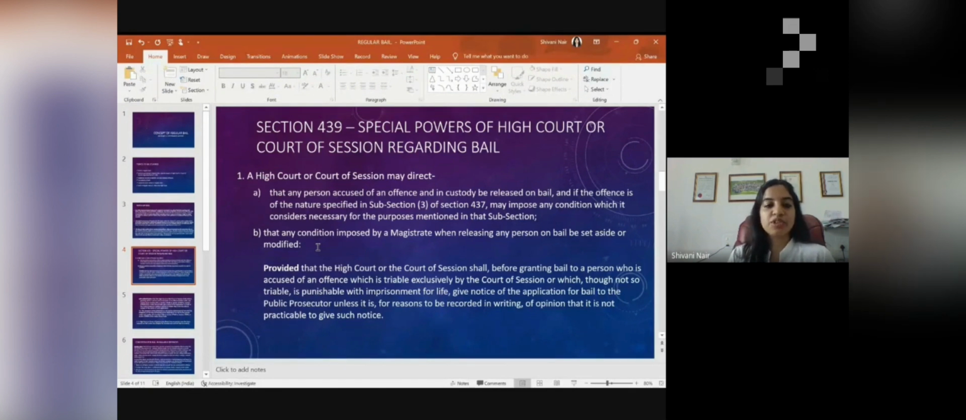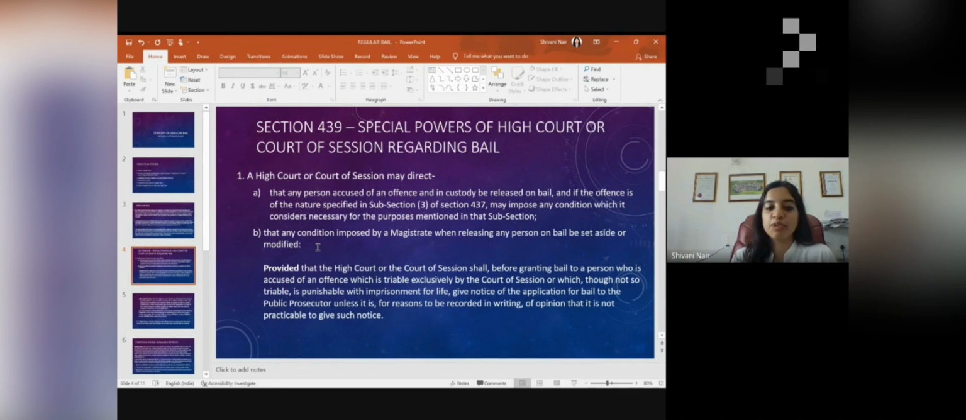Now, Section 439, which is the special power of High Court or the Court of Session regarding bail. A High Court or the Court of Session may direct that any person accused of any offence and in custody be released on bail, and if the offence is of the nature as specified under subsection 3 of section 437, may impose any condition which it considers necessary for the purposes mentioned in that subsection. This subsection mainly talks about non-bailable offences pertaining to the release of bail, right?